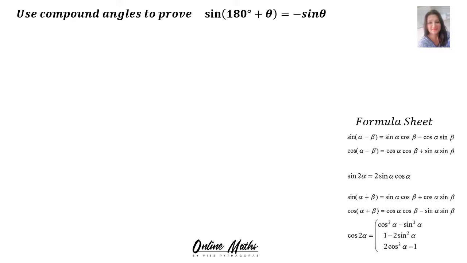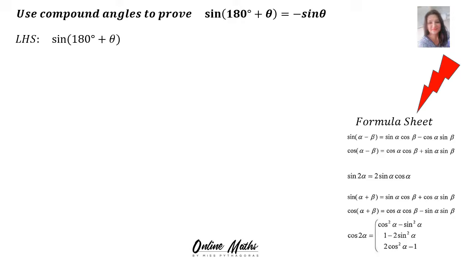Use compound angles to prove sin of 180 plus theta is equal to minus sin theta. Again, there's your formula sheet. Now, this thing is very familiar. That's the grade 11 reduction formula. And in grade 11, we teach you the CAST diagram to get from sin of 180 plus theta to minus sin theta. But that is just a tool. There's a real reason why you can write that, and only now in grade 12 you can discover that.